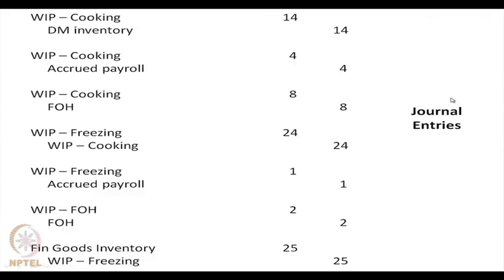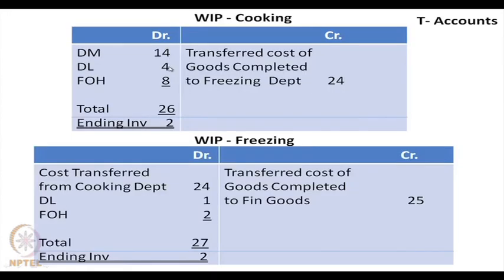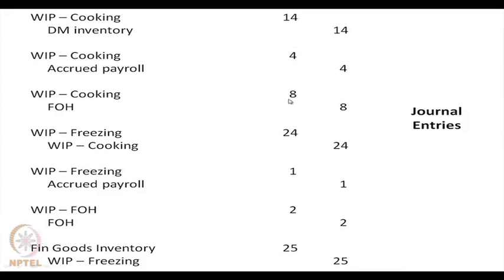These are the journal entries, they are very simple. All the items mentioned here, 14, 4 and 8, and on this side 24, 1 and 2. So, 14, 4 and 8 are debited to the cooking department, and of course, they are credited to the direct material inventory. Suppose we also show the T account for direct material inventory, then we would credit that amount, because that then gets transferred to the work in process account of the cooking department.